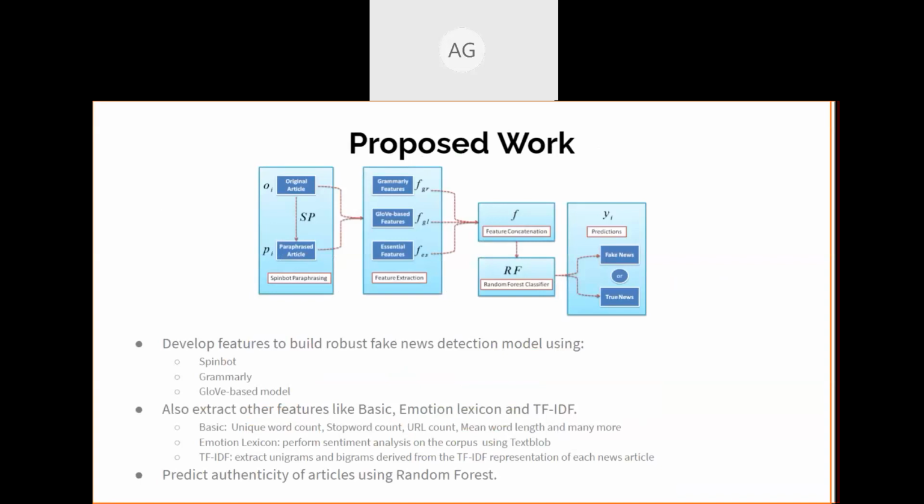In addition to these proposed features, we also extract some essential features like basic TF-IDF and emotion lexicon for both the original and paraphrased articles. We basically extract a feature set consisting of 7 types of lexical features that include unique word count, stop word count, URL count, mean word length, and many more for each news article. Then we also extracted the unigrams and bigrams derived from the TF-IDF representation and also performed sentiment analysis on the corpus of the news articles using TextBlob. And then in the end, we concatenated all these features and fed them to the random forest classifier to identify whether the news is fake or not.